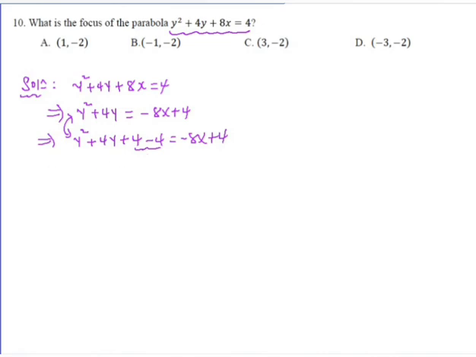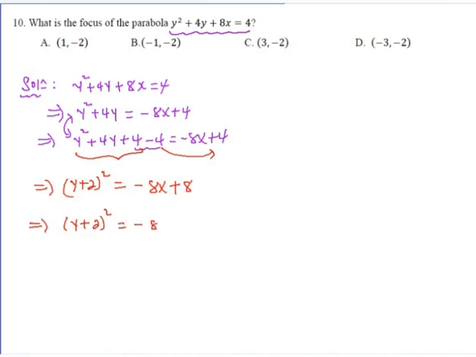So here, only this part, y square plus 4y plus 4, is y plus 2 the whole square. Y plus 2 the whole square equals, you can take this to the right side, so this is minus 8x plus 8. So this can also be written as y plus 2 the whole square equals minus 8 into x minus 1.